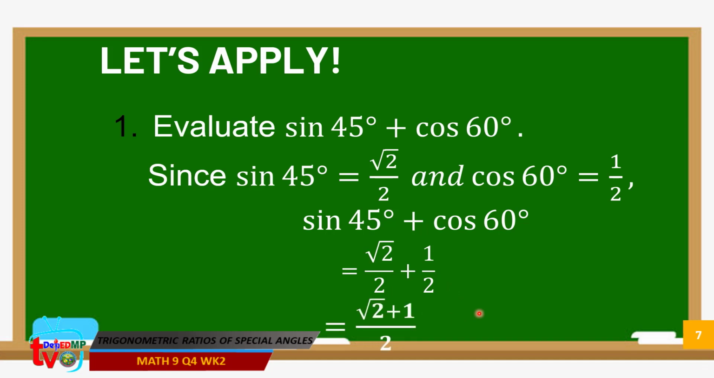So we have square root of 2 plus 1 cannot be simplified further, and then copy the common denominator, which is 2. So the value of sine 45 degrees plus cosine 60 degrees is square root of 2 plus 1 all over 2. So you may pause this video if you want to study this example further.